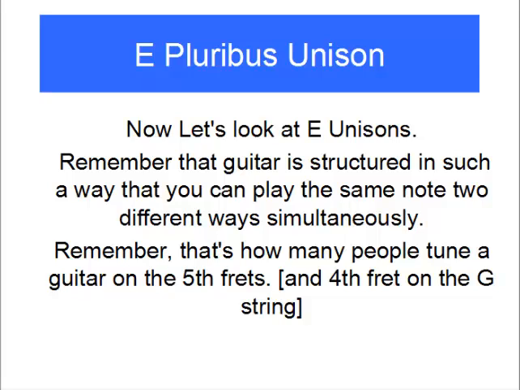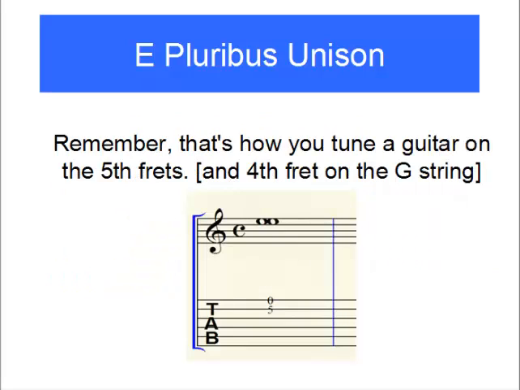Now we're going to look at unisons quickly. Remember that the guitar is structured in such a way that you can play the same note 2 different ways simultaneously. Remember that's how we tune a guitar. I want to tune the top E string. I go to the B string on the 5th fret, and the open string sounds the same, hopefully. If not, you tune it with your tuning pegs. And now we hit them at the same time. Always a little slight bit out of tune.